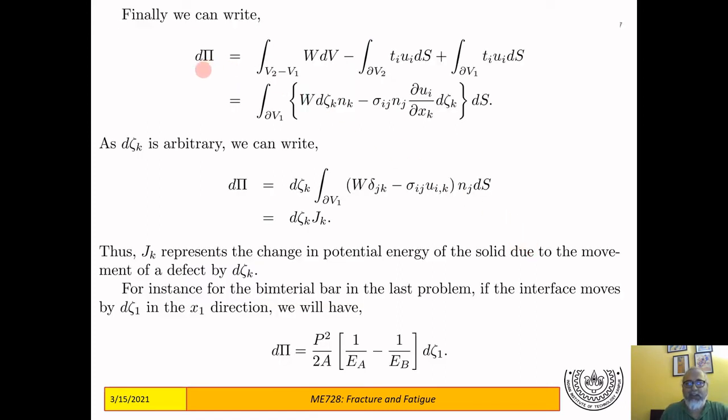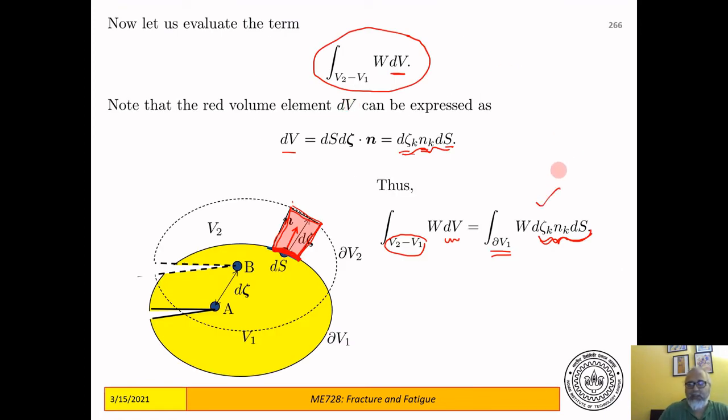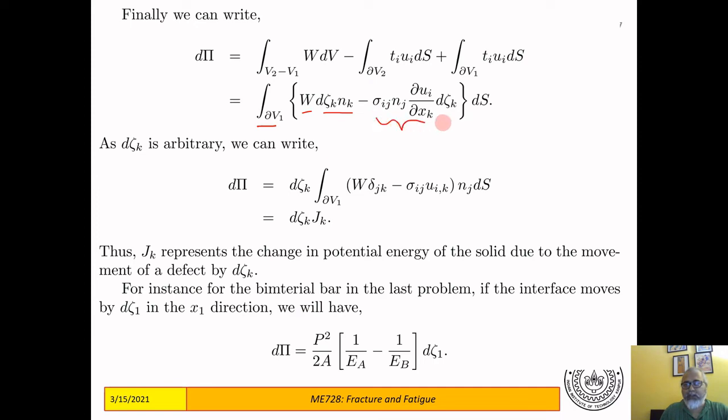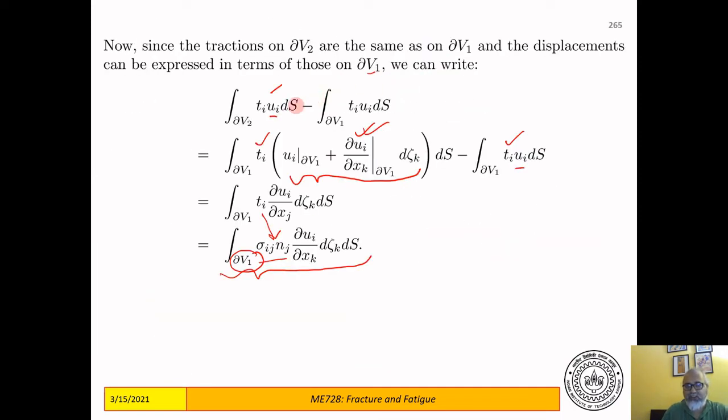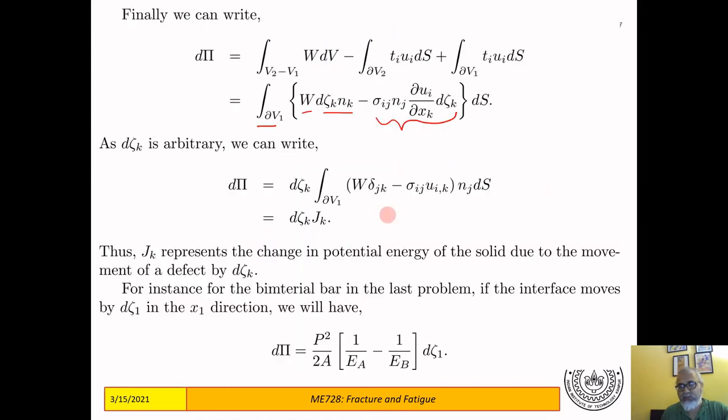So I can now write del pi as an integral over delta v1 as w d zeta k nk, that is this integral, and then this one, which was the difference between the traction terms. So this integral, both over delta v1, both integrated over ds. So this is what I get, and d zeta k is an arbitrary motion of the crack. So crack tip, arbitrary motion of the crack tip. So d zeta k comes out of the integral, and we are left with this quantity, which you will now recognize as your jk, as we had defined it earlier.